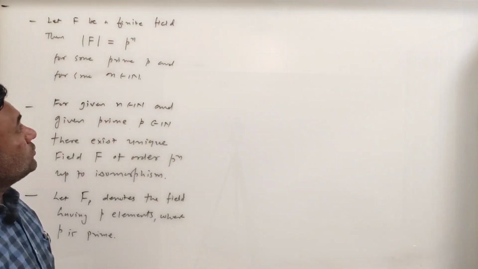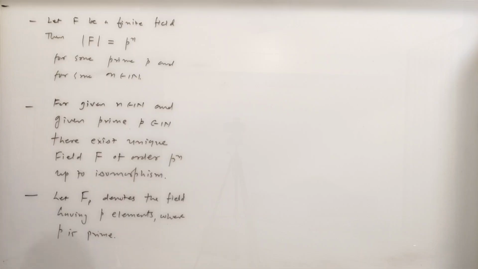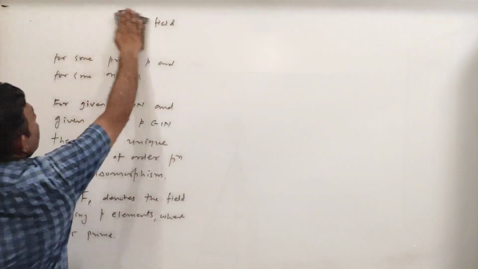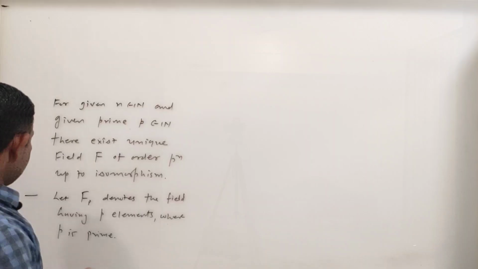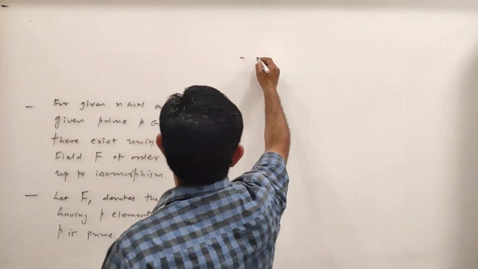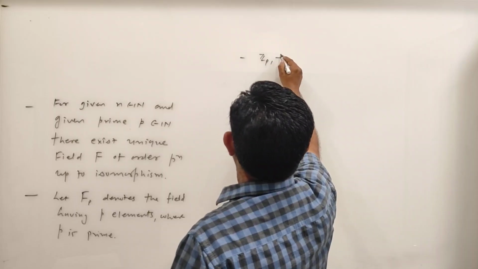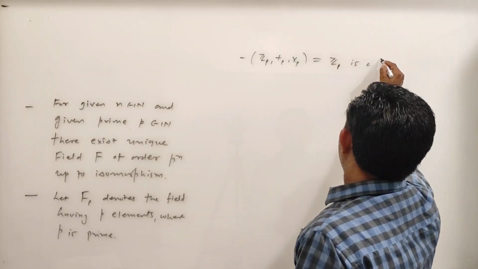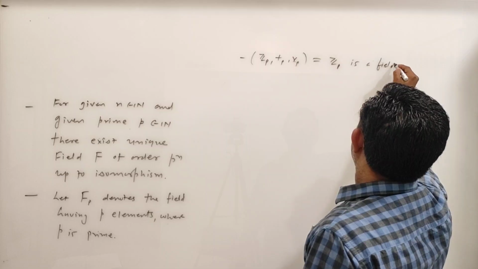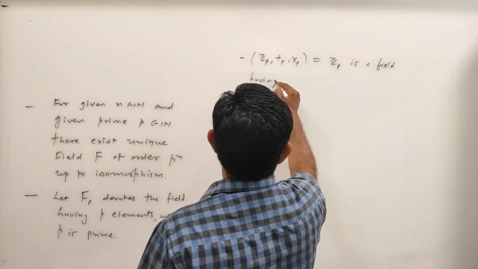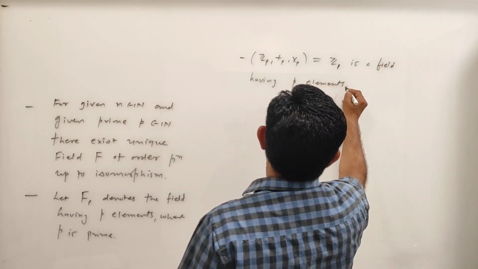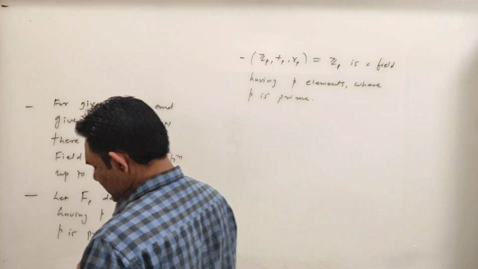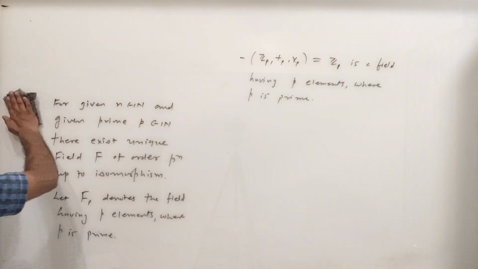Okay. So now what I want to find, and let me write one more thing: Zp with addition modulo p and multiplication modulo p, and I will simply write Zp is a field having p elements and where p is prime. That is one thing. Okay.